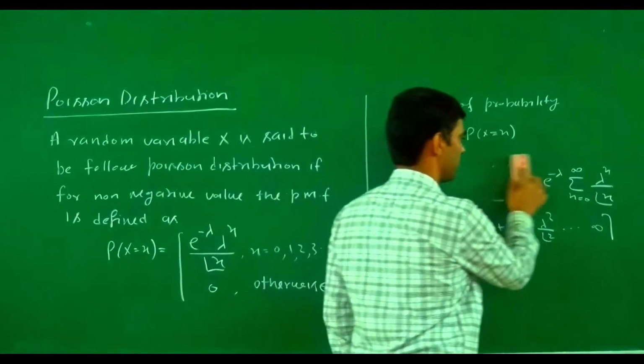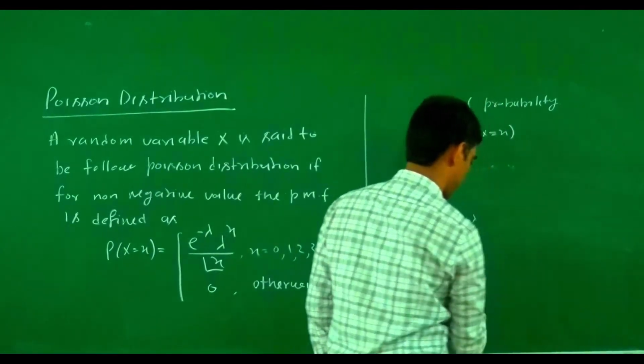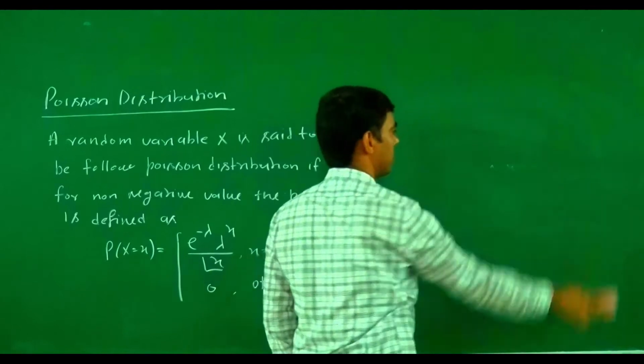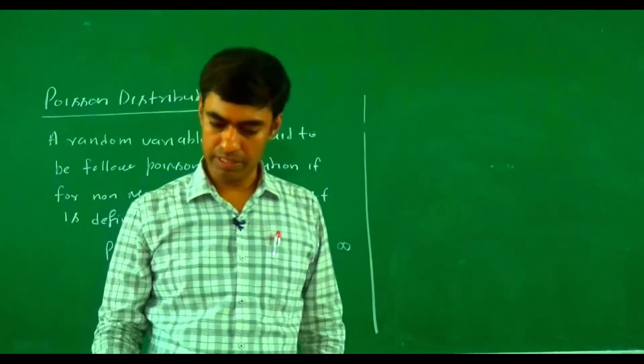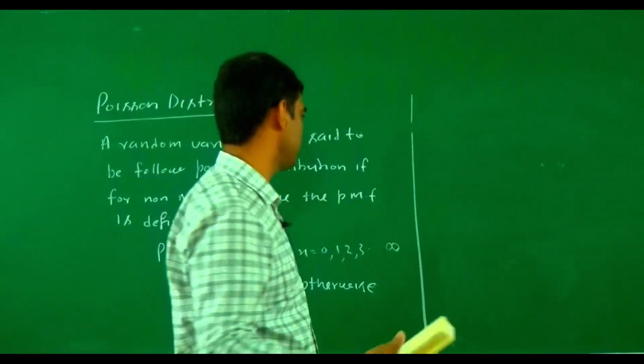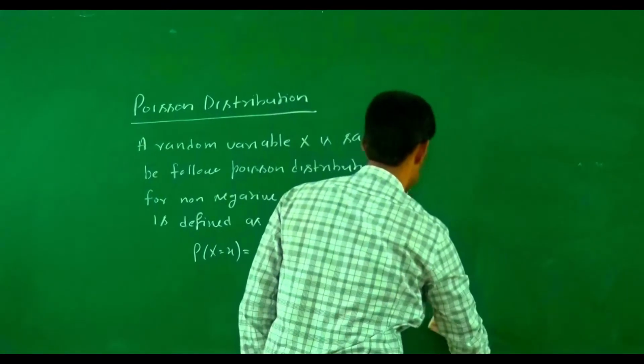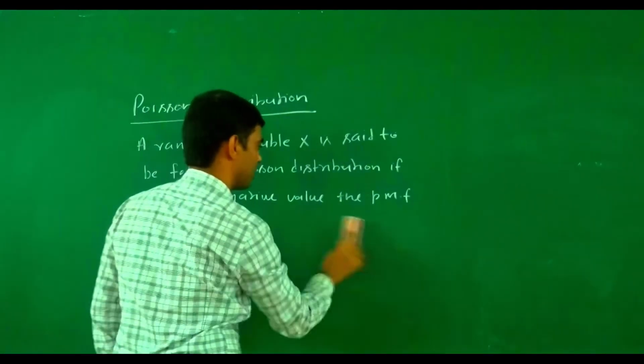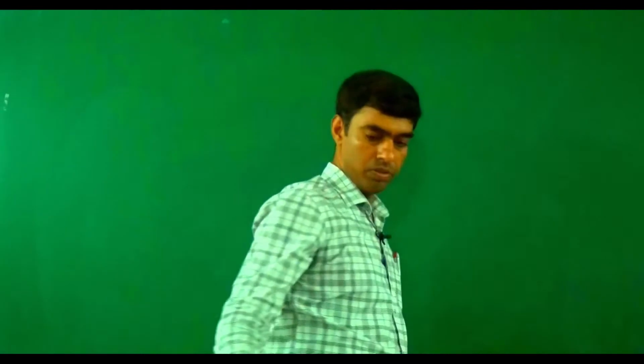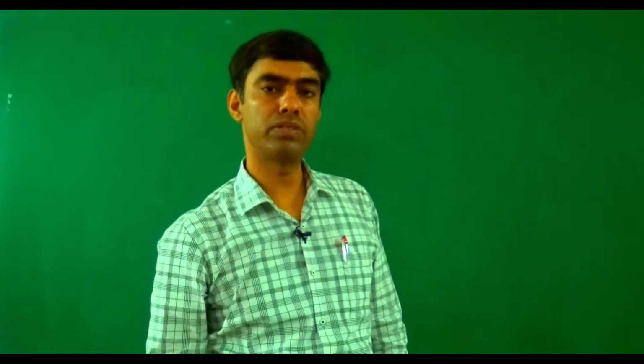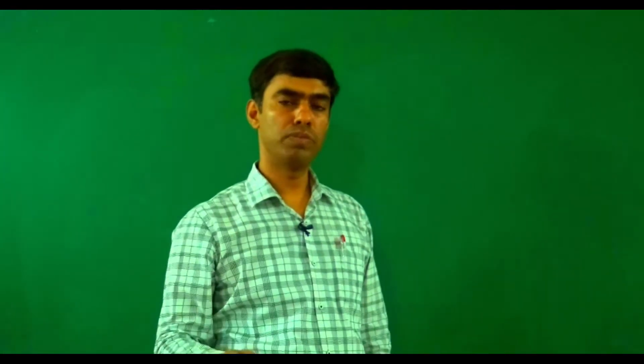Now we discuss some properties of a Poisson distribution and try to find out some statistics of a Poisson distribution. Then we discuss some numerical examples based on it. So what we are going to find out? We are going to find out moments about any point. Then with the help of a moment about any point, we find a moment about mean.